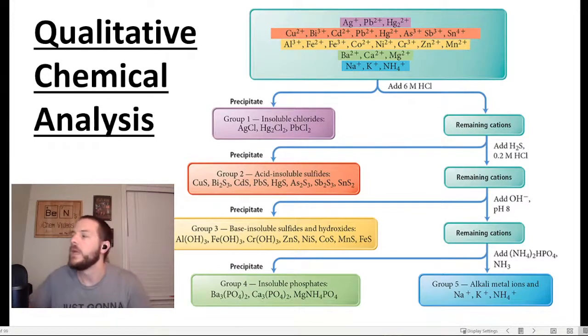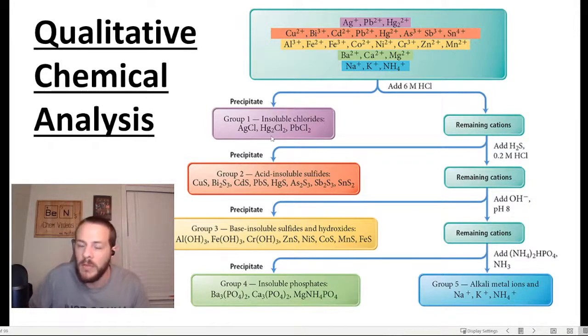So basically, I'm just going to try to walk through this flow chart, and I hope it's big enough so that you can read it. And I also hope that if it wasn't big enough, you would tell me in the chat, but I'm just going to go over this briefly. So up here is your original solution, in which you could have any combination of all of these ions present. And so the idea is you want to separate them. You want to figure out which ions were in your solution.